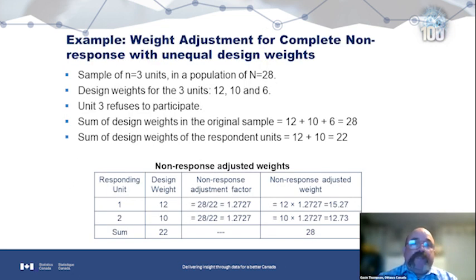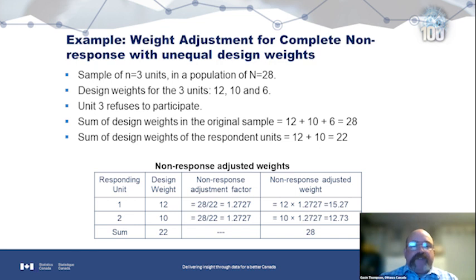Here's an example with non-response with unequal weighted designs. So this one's trickier. Again, this is where we have to keep track of every single unit. This one only has 3 units that are being sampled amongst a population of 28. The design weights for these units are 12, 10, and 6. We don't really care what method we use to get there. We just need to know that this is what we have. Unit 3 refuses to participate. So we're losing this 6.